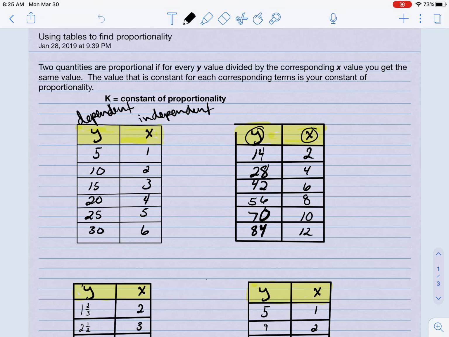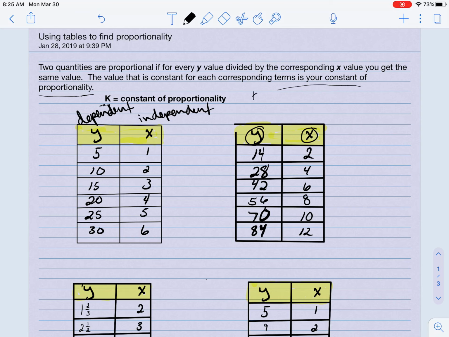Alright, so here we're going to be looking at determining if a graph or a table is proportional. Two quantities are proportional if for every y value divided by the corresponding x value, you get the same value. That value that is constant for each corresponding term is your constant of proportionality.